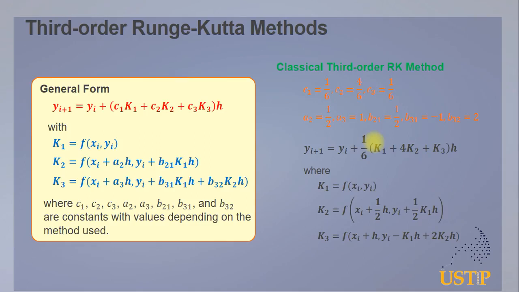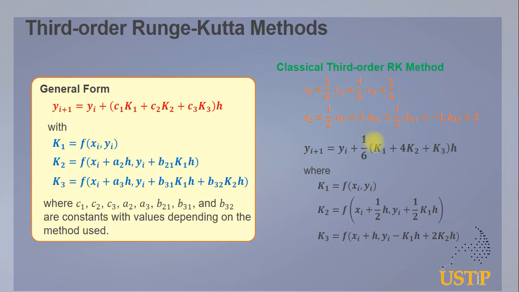So, we have this general form, no? It is the same, but similar. The difference is only that we added one more constant, no? So earlier we only added C1 and K1, then C2 and K2, and at this time we will be adding C3 times K3, no? So that is the difference from the second order. And then, given that we now have K3, of course we also need to give its value, no?